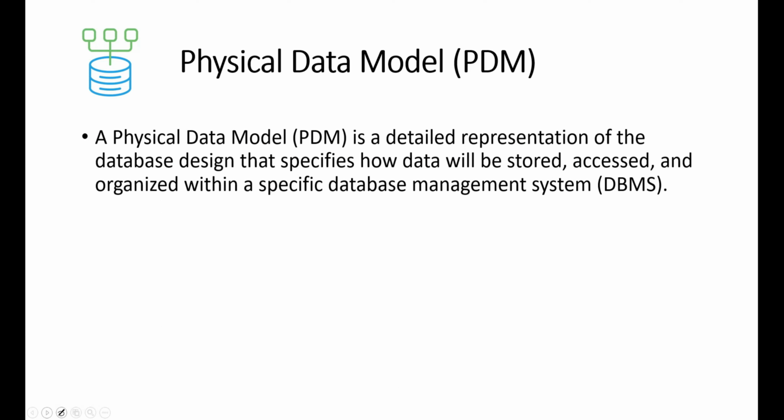A physical data model, which is a PDM, is a detailed representation of the database design. It specifies how data will be stored, accessed, and organized within a specific database. So we have started thinking here about how it will be stored. That means we are thinking about the creation of the tables, and about joins when we are querying the tables, how we need to get the data, whether we need to get the data in a faster way. To get particular data, we need to join with other tables. All these things we need to consider when you are defining a physical data model, right?